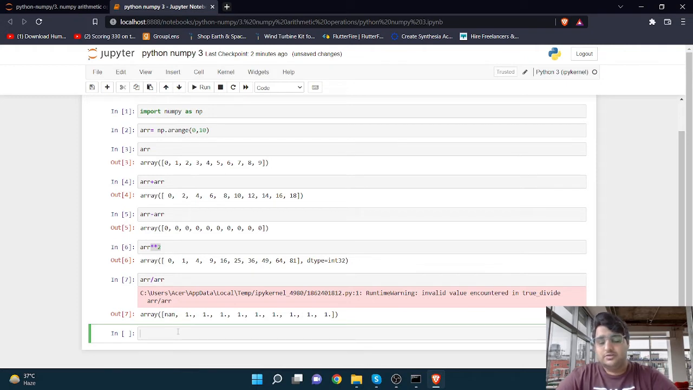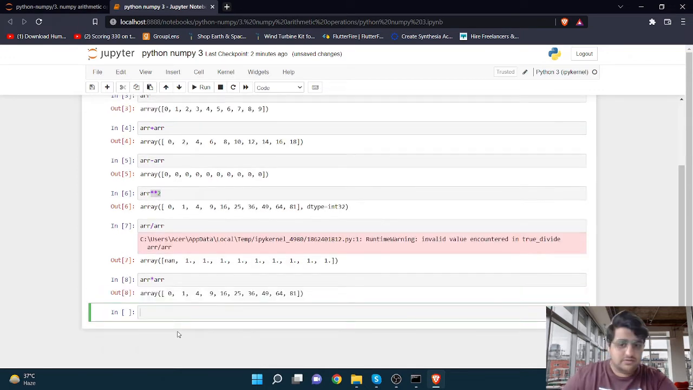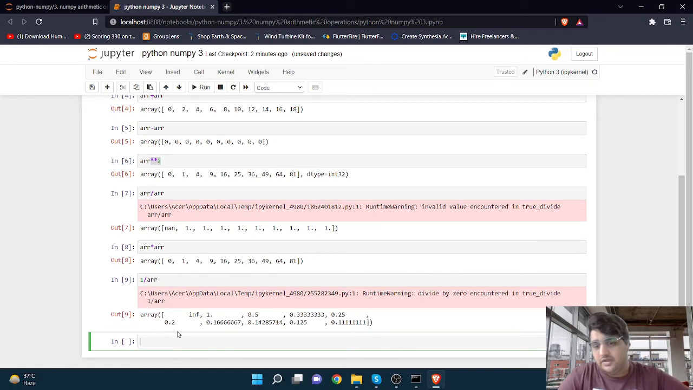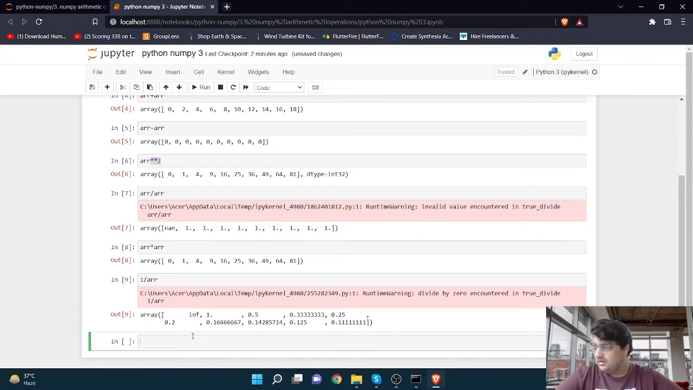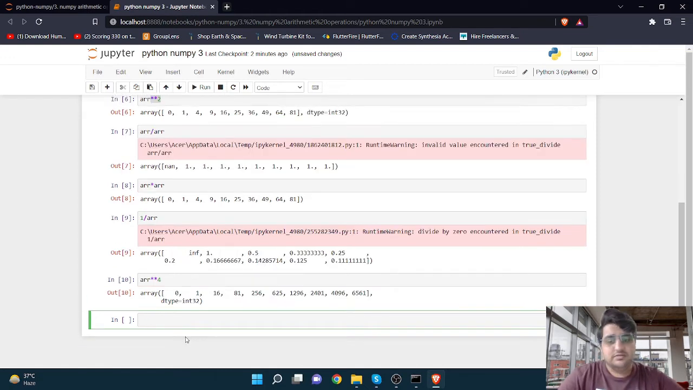Alright, so we can do arr into arr as well. That will multiply, so again that will just give the square. We can also do 1 by arr and all of these functions as well. Again, this will give infinity because 1 by 0 will be infinity. We can do it to the power of anything, not just 2. We can do it to the power 4 as well.